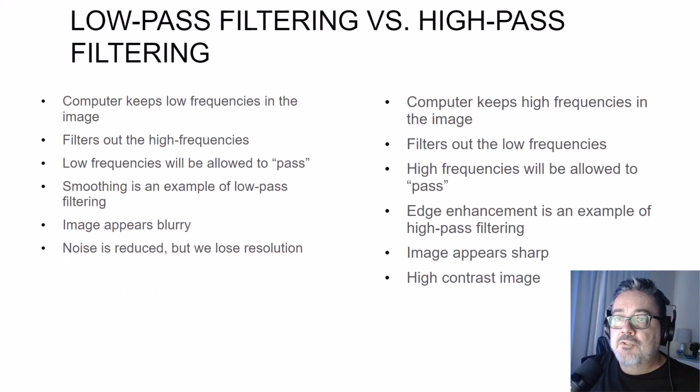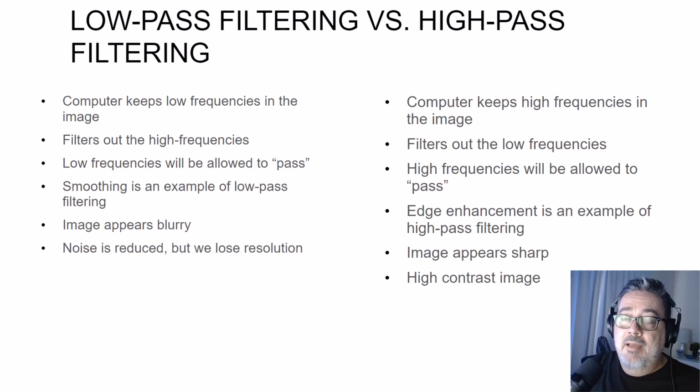There are 2 types of filtering in the frequency domain: low-pass filtering and high-pass filtering. If you are low-pass filtering an image, you're keeping all of the lower frequencies in the image, and you filter out the high frequencies. Low frequencies will be allowed to pass through the filter. Smoothing is an example of low-pass filtering, and the image is going to appear more blurry. This needs to happen when the original image is too sharp or has too much contrast. We reduce noise by smoothing the image, but the disadvantage is that we do lose resolution.